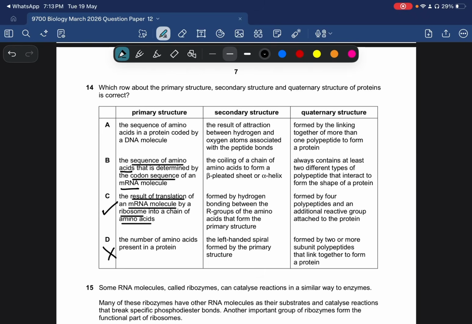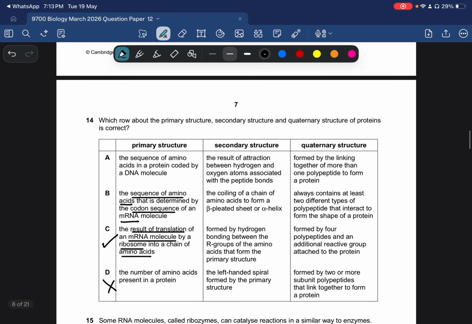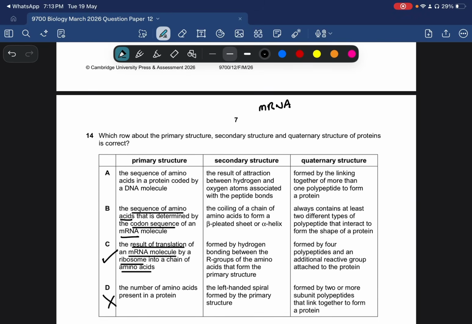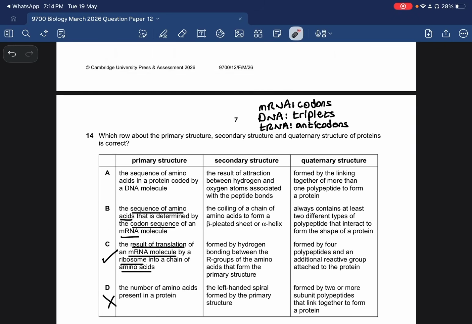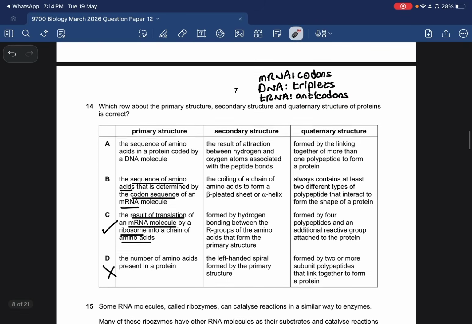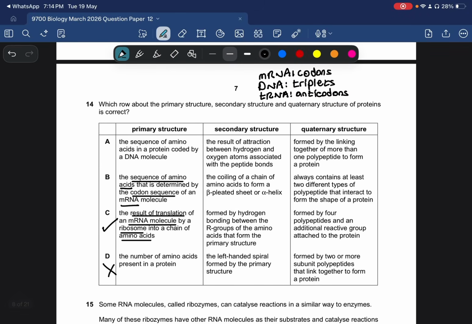mRNA has codons, DNA has triplets, tRNA has anticodons. Always remember this. mRNA is codons, DNA or gene, that's the same thing. A gene is a section of DNA. This is triplets, and then tRNA is anticodons. All three of these are basically just three nucleotide base sequences together or adjacent to each other. So this is also right. Now, the sequence of amino acids in a protein coded by a DNA molecule. Right, this is also correct.